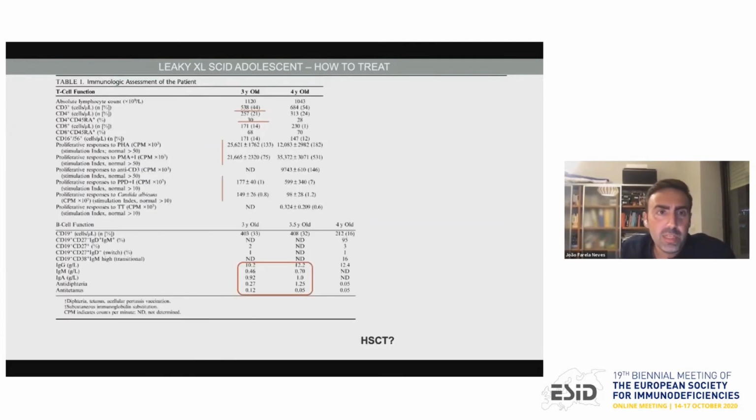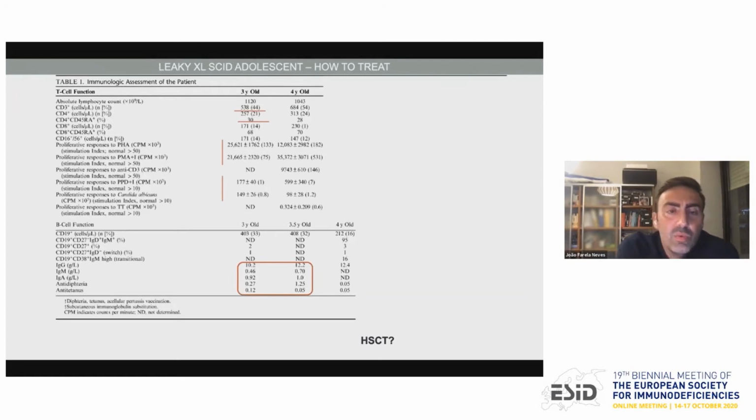When we did the immunological assessment of this patient, we found that he was very lymphopenic. He had a severe CD3 lymphopenia, about 500 cells, and a naive T cell lymphopenia, with only about 30% of all CD4s being naive. The functional studies of the T cells showed almost normal preserved proliferative responses to phytohemagglutinin, PMA and anti-CD3. But on the other hand, he didn't respond to recall antigens such as Candida or PPD.